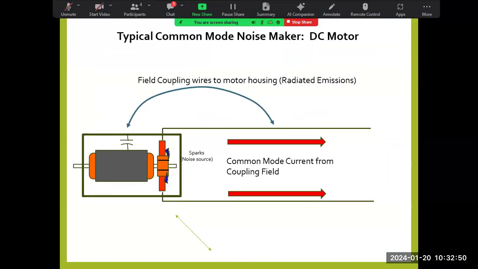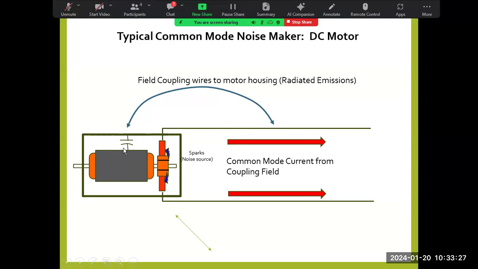A good problem to look at is the noise from a DC motor. A DC motor has sparks in it, and the brushes are connected to wires. Sparks come inside the motor, between the brushes and the commutator, and they make high frequency noise, which comes out on the wires. You can pick these up with radios because it makes a common mode noise on both wires, which couples back to the motor housing. And that makes radiated emissions.